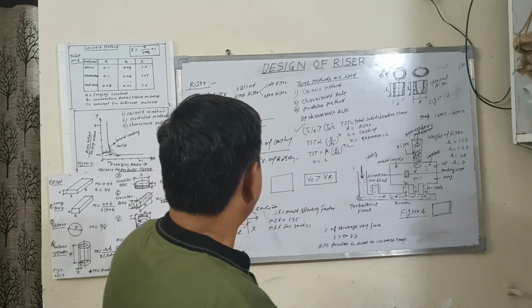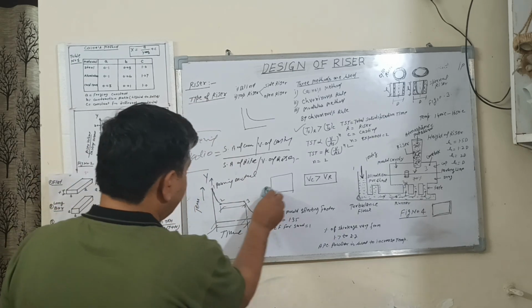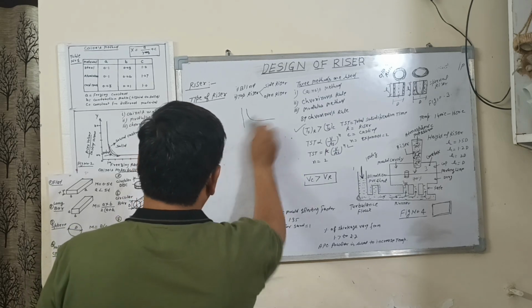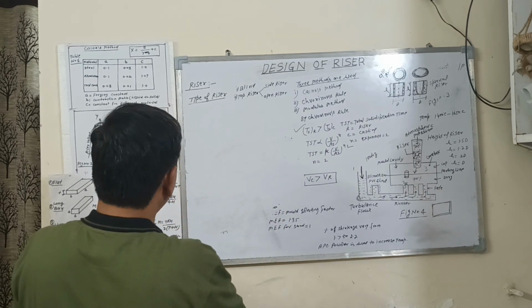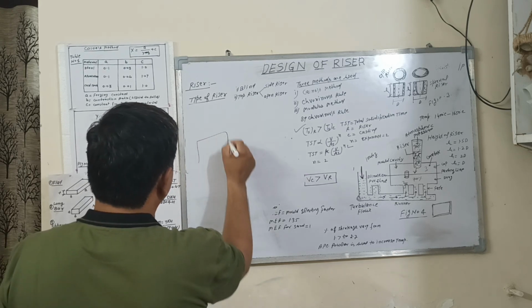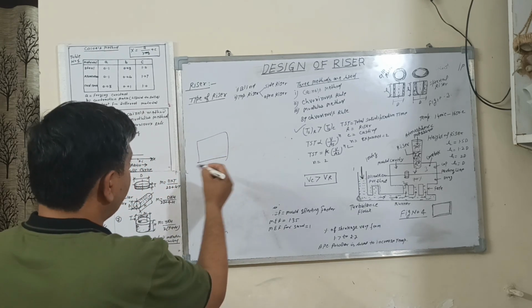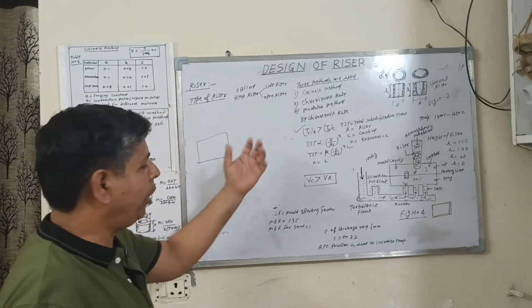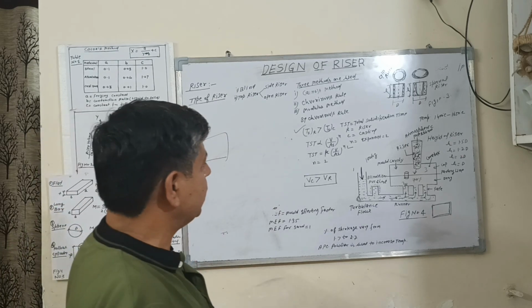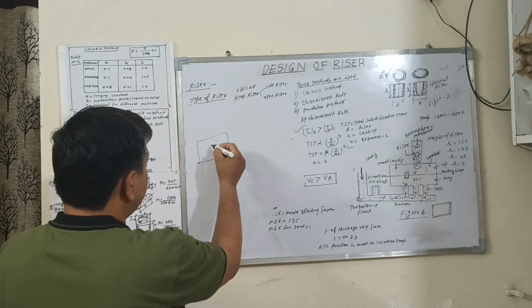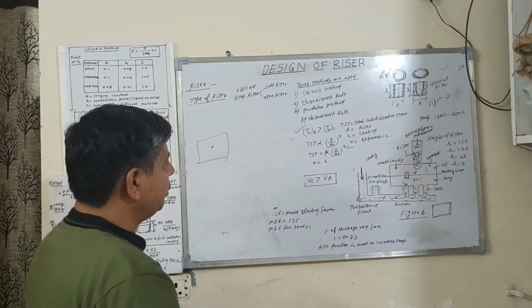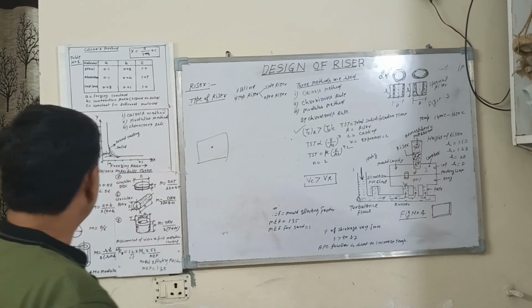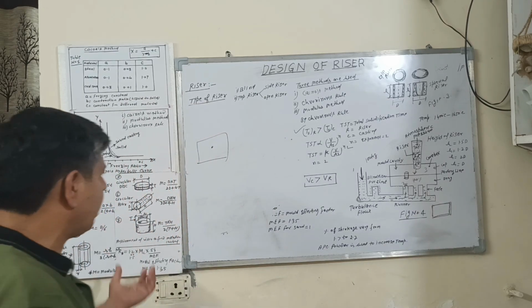The third method is the modulus method. What is the meaning of modulus? Modulus means, for this casting, it is the point where the casting is solidified. The point where the casting is solidified is called the modulus. Different shapes and sizes have different types of modulus.